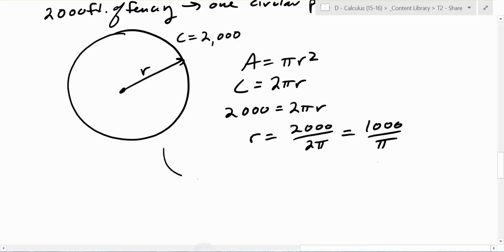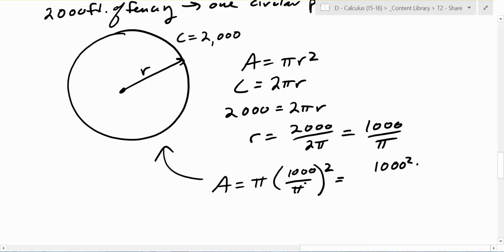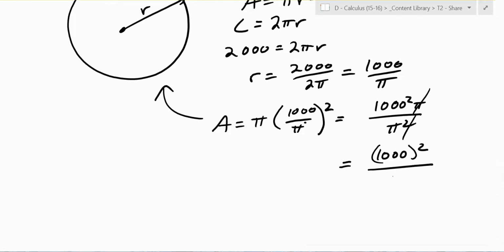So if we wanted the area of that circle, what would it be? Pi times 1,000 over pi quantity what? Squared. So that's going to be 1,000 squared pi over pi squared. That cancels. So what are you left with? 1,000 squared all over what? Pi. So if we made one fenced-in area, that would be the maximum area.